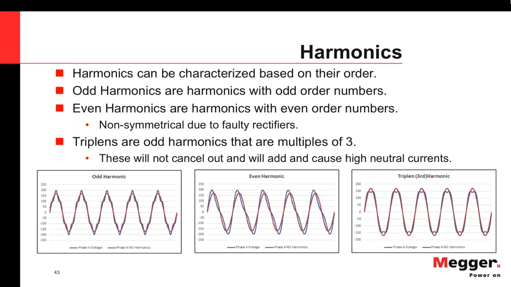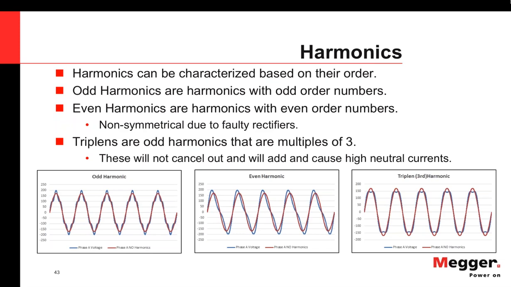So when I look at my odd harmonics, I'm looking at my odd order numbers, like 3, 5, 7. When I look at even harmonics, I'm looking at my even numbers, 2, 4, 6. And triplets are a special case of odd harmonics where they are multiples of 3. Now, why do I care about any of these? Odd harmonics are natural. These are the things you're going to see on the system. And these are caused by your nonlinear loads. And one of the things you'll notice from the picture on the left is that they are symmetrical.